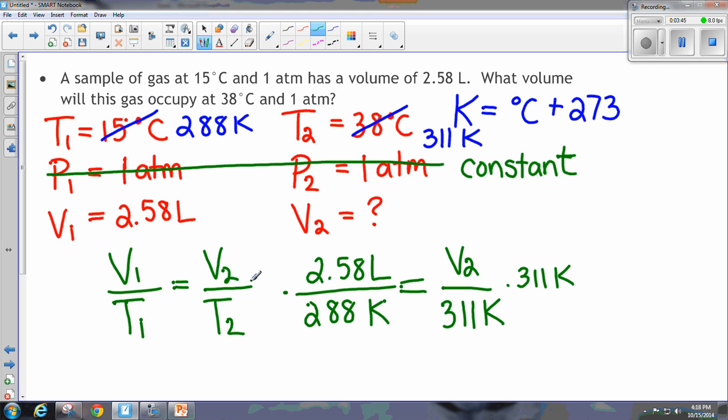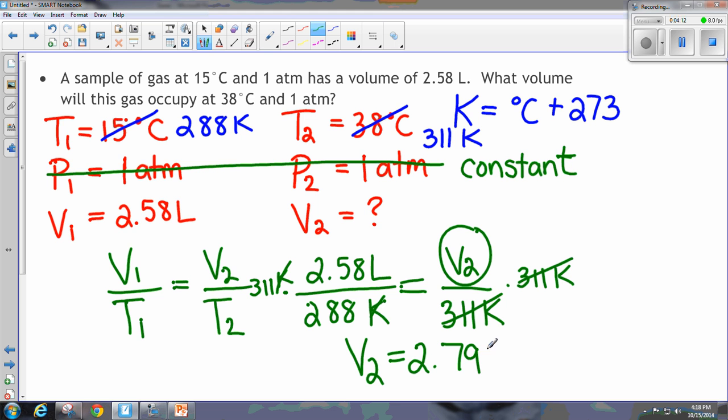Don't have quite enough room over here. Stick the little K up there, right? So the 311 Kelvins cancel over here, and I'm left with just V2. On the left-hand side, the Kelvin units cancel, and I'm left with just liters. So V2 is equal to 2.79 liters.